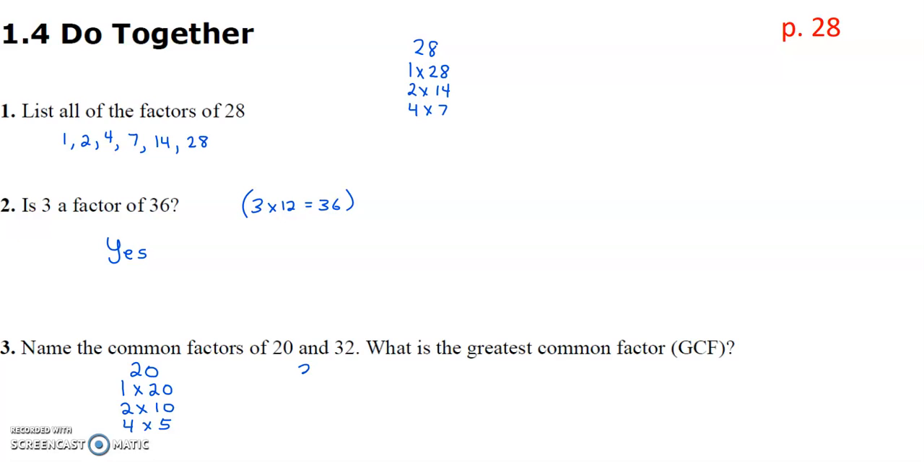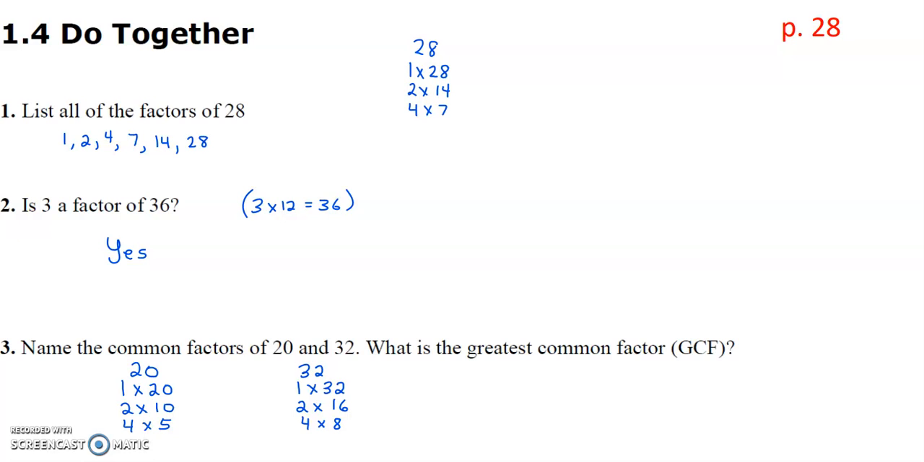For 32, 1 times 32. Does 2 make 32? It does. 2 times 16. Does 3 make 32? It doesn't. What about 4? 4 times 8 makes 32. No 5, no 6, no 7. We're back to 8. These are our factors of 32.